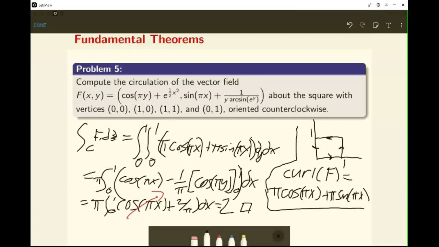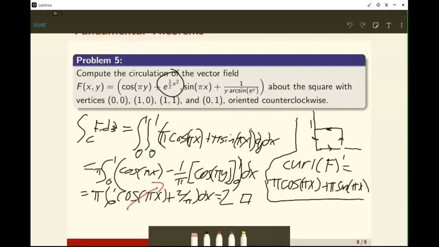Which is a lot more progress than we would have made with the original problem as thought of as circulation. Alright, that's the last problem that I had prepared. So this will be the end of section, and next week is the week of the final.